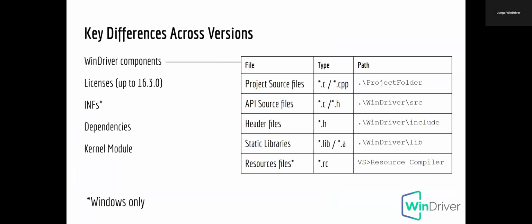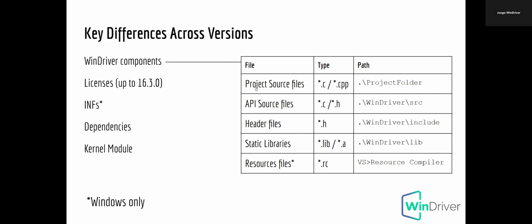Now, when we talk about key differences across WinDriver versions, we need to break down the components. Again, this is a deep dive. You don't need to know this if you're using WinDriver because it's transparent. Everything happens in the background. This is the ease of use of WinDriver. If you upgrade your driver using our best practice, you don't need to know any of this. However, if you want to know how it works, or if you want to do it manually, then you should really know which components are changing and different across versions.